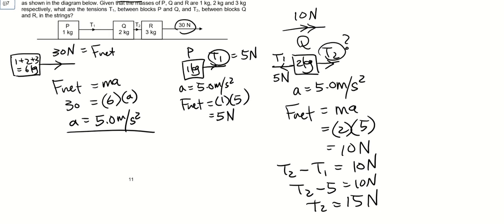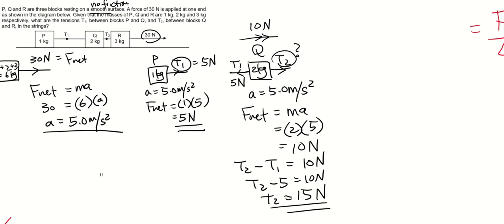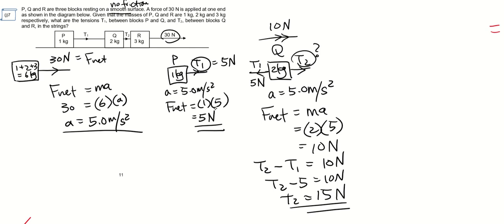Okay, so that is the answer. T1 is 5 Newton, T2 is 15 Newton. But let us do a check with R. So let us do R.